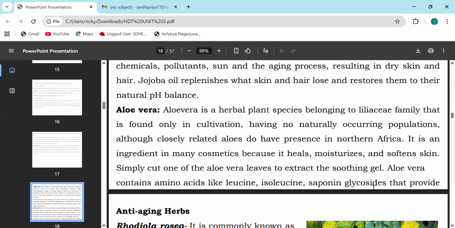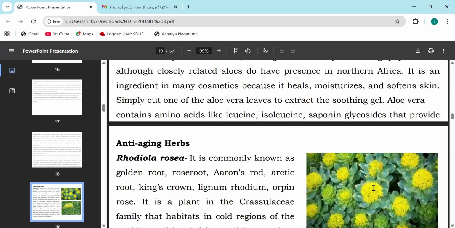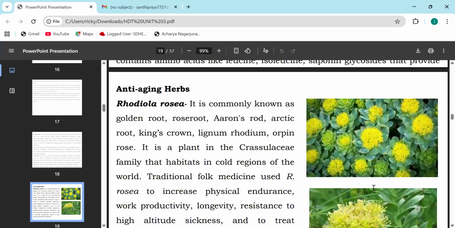So these contain many properties, and the saponin glycosides play a major role, and they provide amino acids like leucine and isoleucine, and saponin. These aloe veras are used for health benefits and also for hair and skin care. And next, anti-aging herbs. So the first one is Rhodiola rosea.